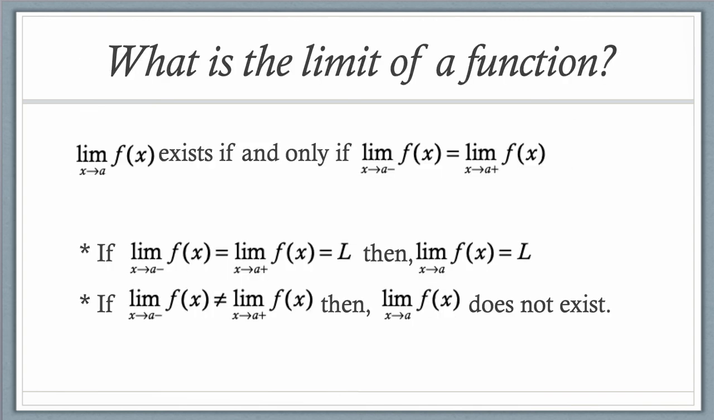Now, if we were to do this exercise, but we got different values for the left and the right, well then the limit doesn't exist. They have to be the exact same number. So if the limit as x is approaching a from the left does not equal the limit as x is approaching a from the right, then we simply say that the limit does not exist.